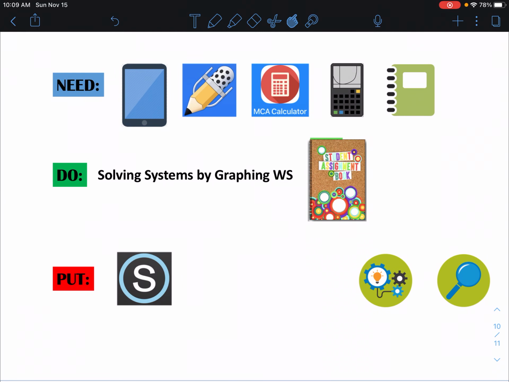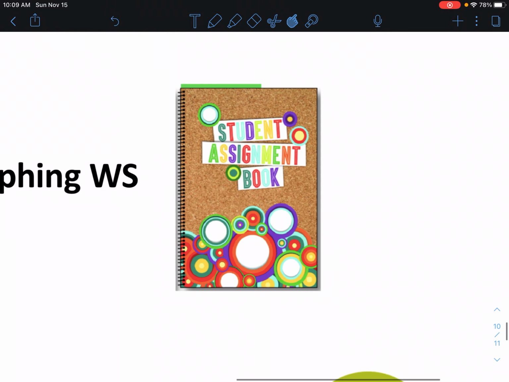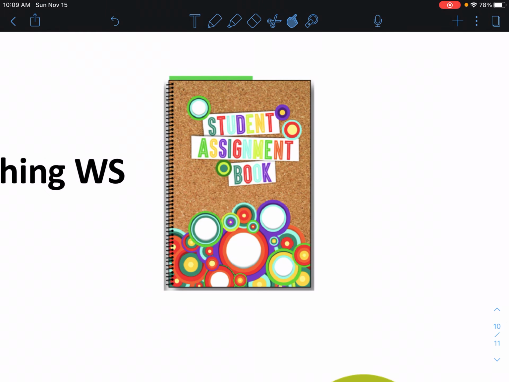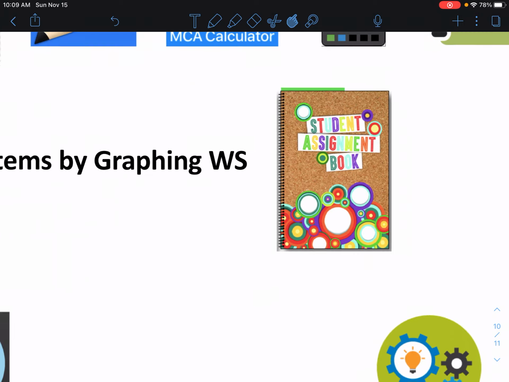Here's what I want you to do: the solving systems by graphing worksheet. There's 9 problems. Probably won't take you too long. One thing I would like you to start to get in the habit of doing is using your assignment book that you were given at the beginning of the year and writing in that. Maybe you have developed your own planner, but you need to start using something to keep track of stuff.